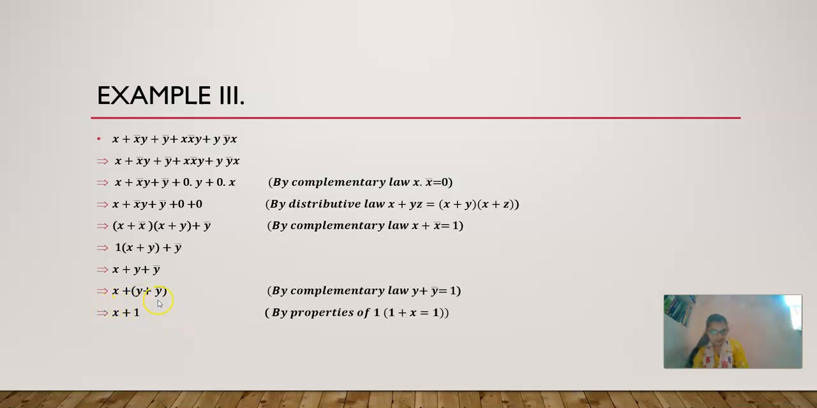Again for this term, you will be applying another rule, that is properties of 1. What is that? 1 plus x is equal to 1. So our solution is this. 1 is the simplified value of x plus x bar y plus y bar plus x bar y plus y bar x. Hope you understood.